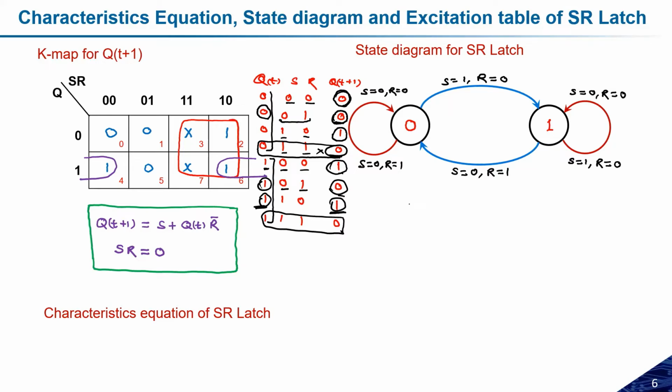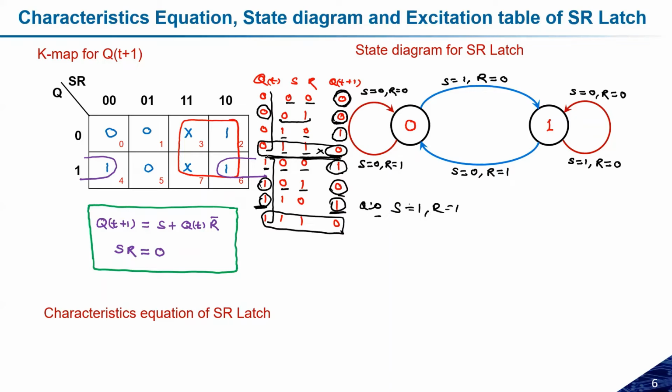Anyone else has any doubt, then you can tell me. Okay, fine. So you are asking about S equal to 1 and R equal to 1. Which case are you asking? Can you repeat that? S equals 1, R equals 1 and Q of t equals 0. Okay, so you are talking about this case.